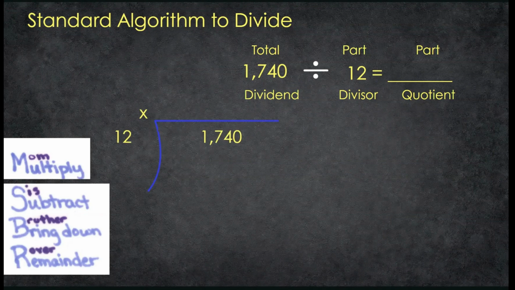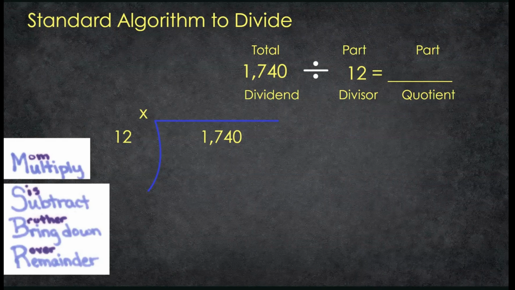So in standard algorithm, we use a bracket. The total or dividend goes on the inside of the bracket, and the divisor or the part we know goes on the outside. And I like to put a multiplication symbol in the corner of this bracket just to remind myself what I'm really doing is 12 times an unknown number is equal to 1,740. So 12 groups of something equals 1,740.